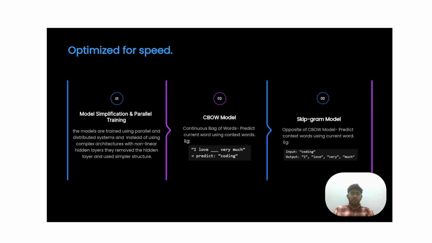Whereas the skipgram model works just the opposite way of how CBOW works. Here we use the current word to predict the context words. For example, if the input word is coding, the model predicts surrounding words like I, love, very, much. It may be some random words also. One line summary of skipgram is it finds the context words from the target word. So the key difference is the prediction: CBOW predicts from context, and skipgram predicts the context.